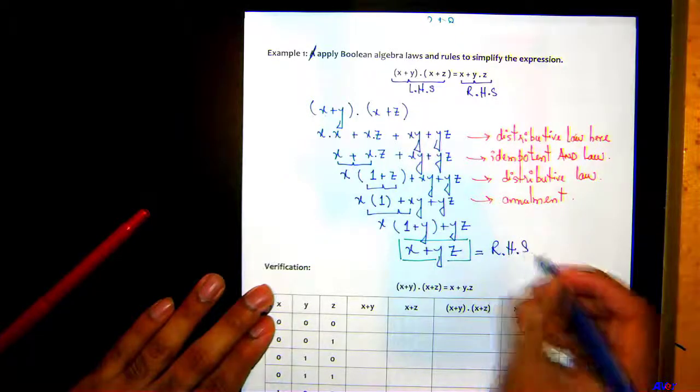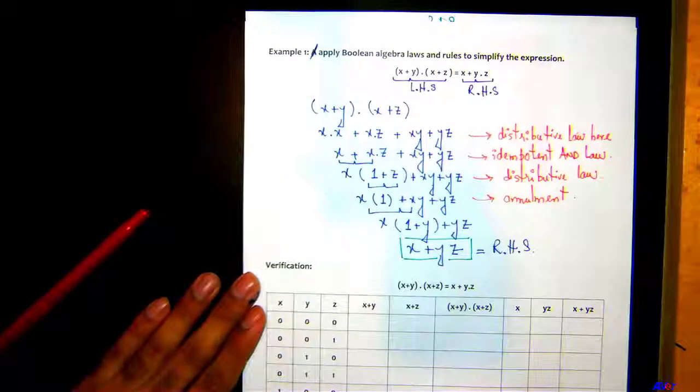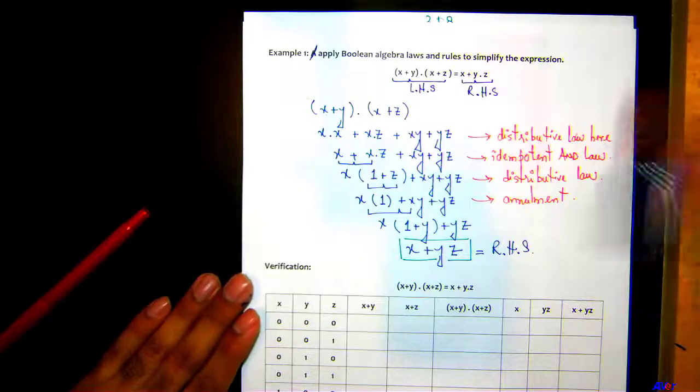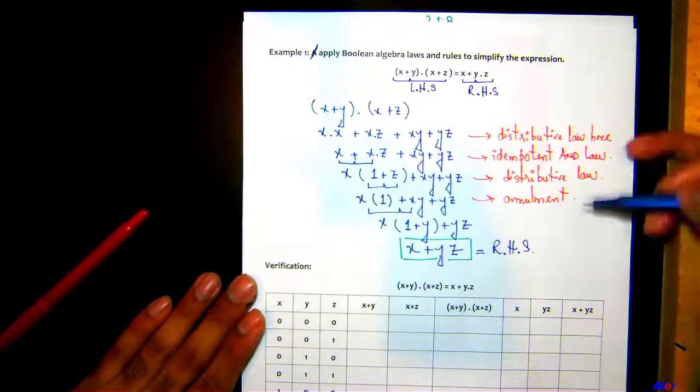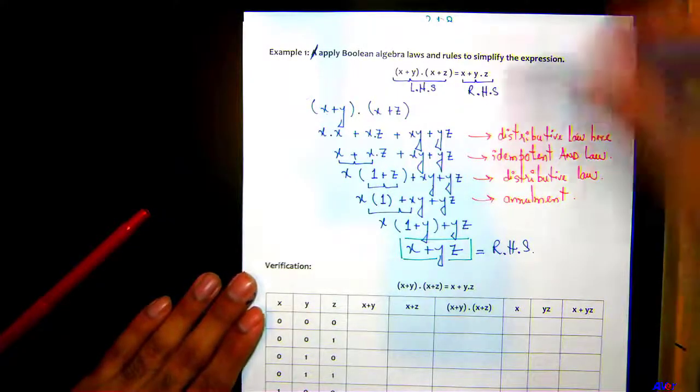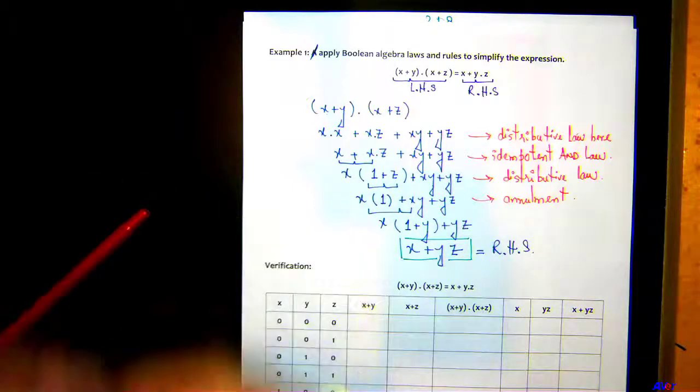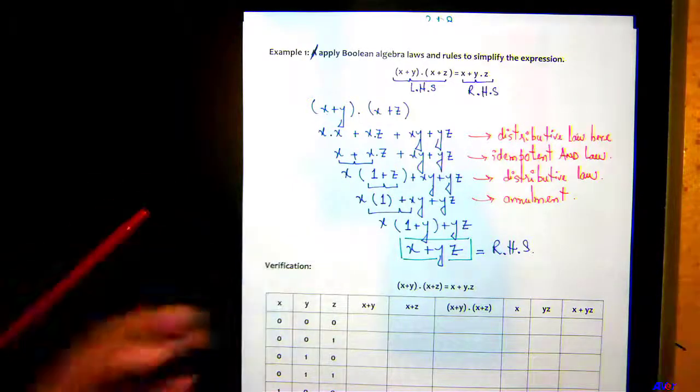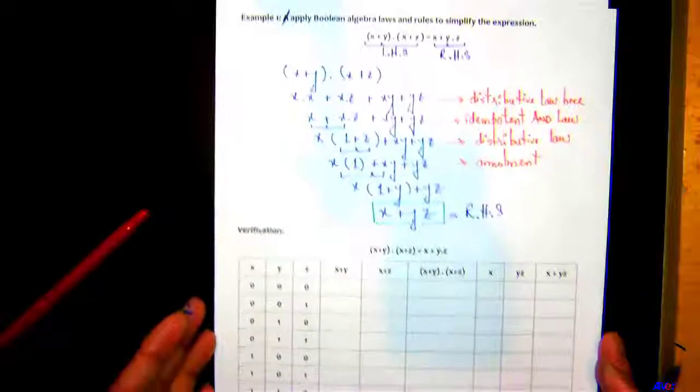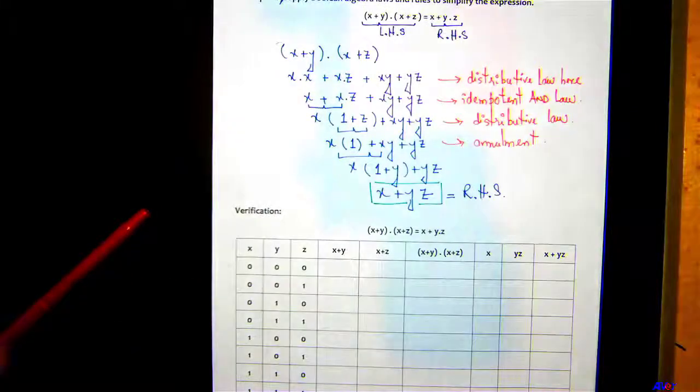So when I give you something like this on a homework or an exam, make sure you do this step by step and tell me what rules and laws you have used. Don't just jump to the answer. I want to see the work process. I want to see the flow, how you have gone through. Is everyone clear on this part, what we have done?